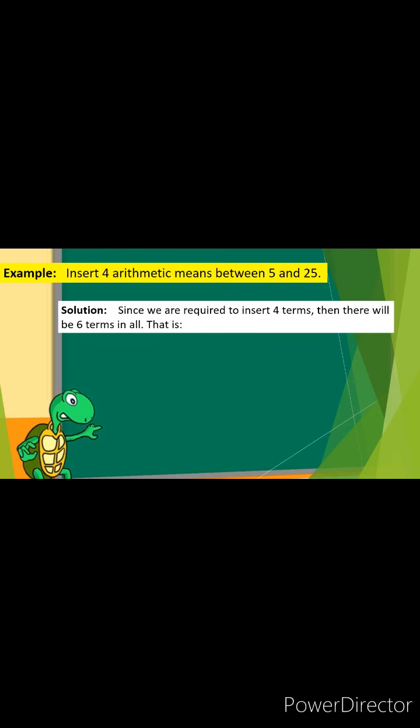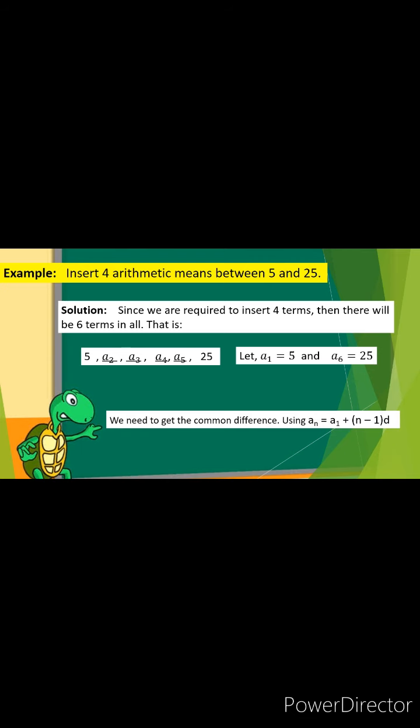Example: insert 4 arithmetic means between 5 and 25. Since we are required to insert 4 terms, then there will be 6 terms in all, where 5 is the value of our first term, and 25 is the value of our sixth term. We need to get the common difference using a sub n is equal to a sub 1 plus the quantity n minus 1 times d.